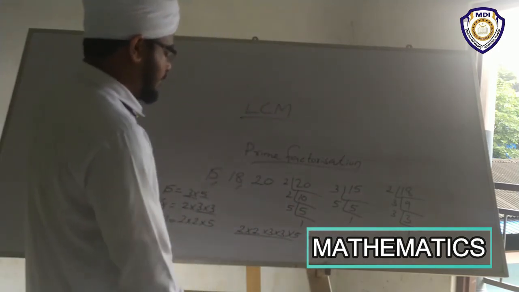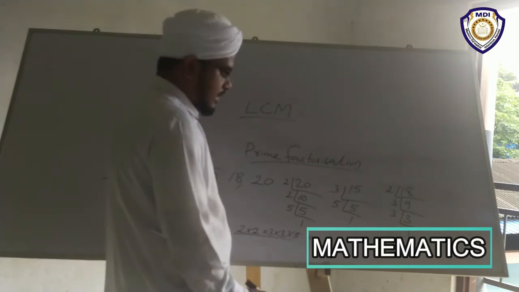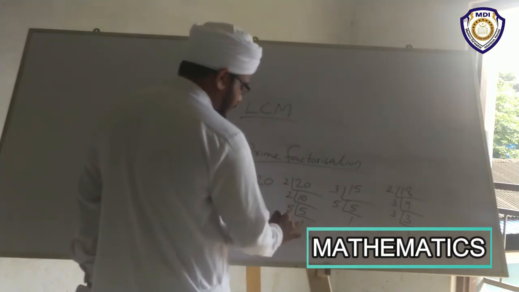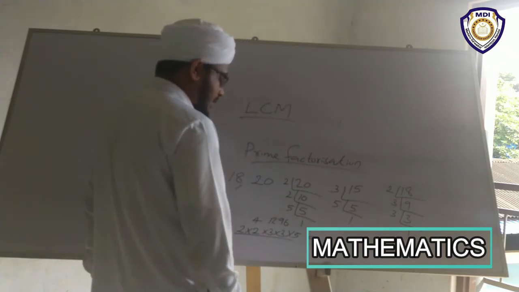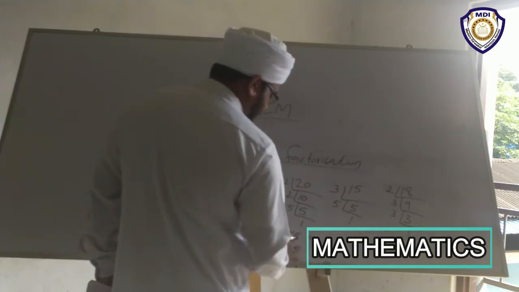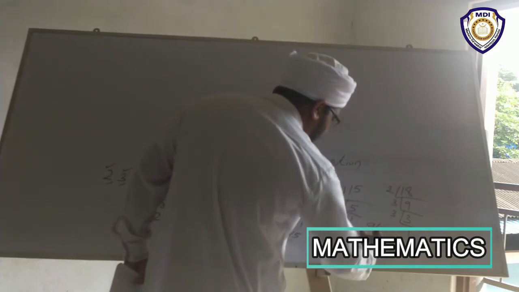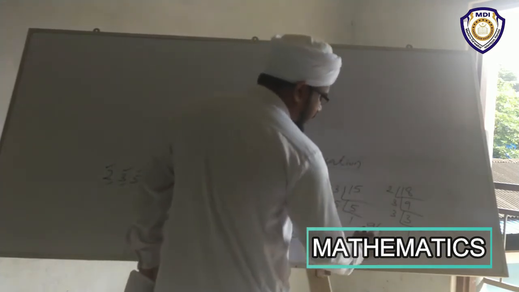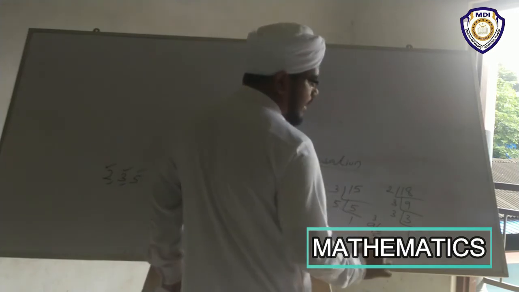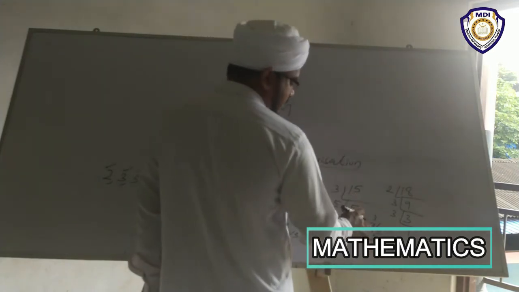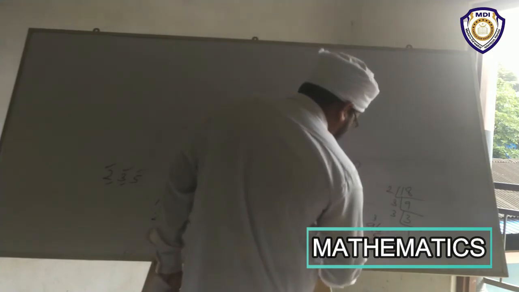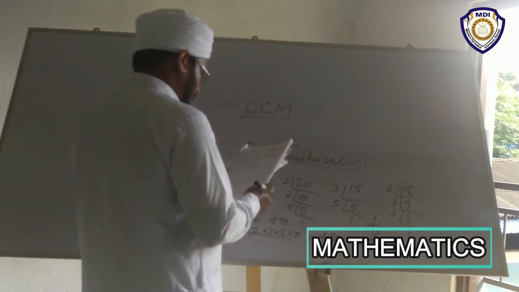After that, we have to multiply. 2 into 2, 4. 4 into 3, 12. 12 into 3, 36. 36 into 5: 6 into 5, 30. 3 into 5, 15, plus 3, 18. So 180.